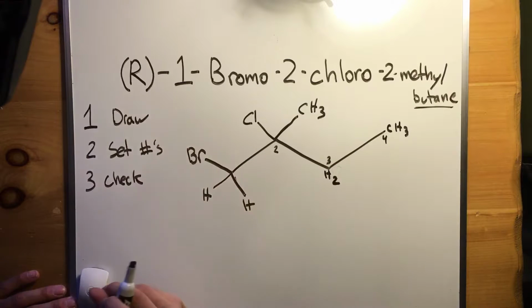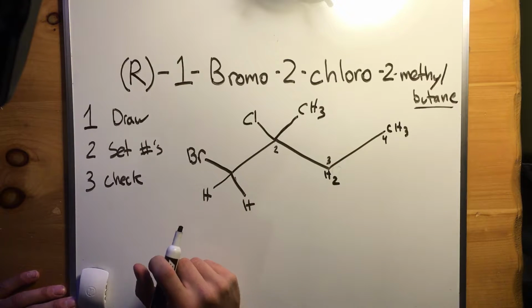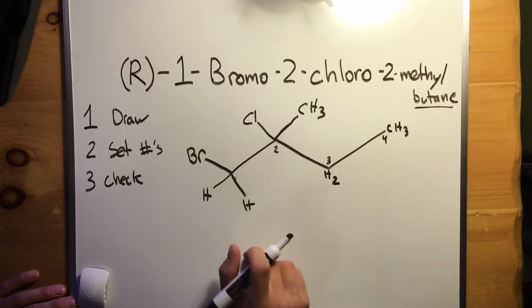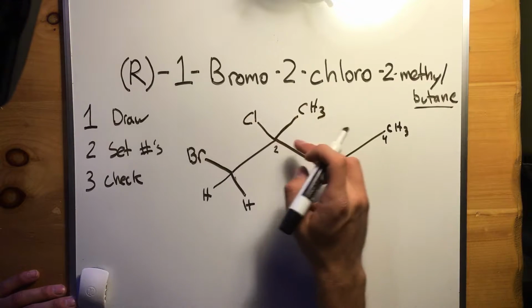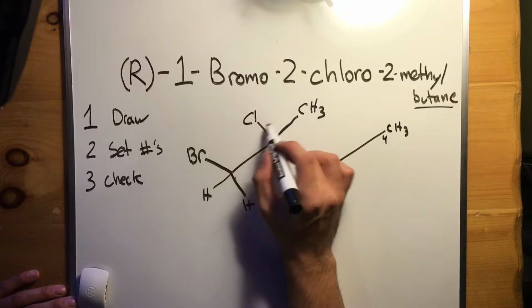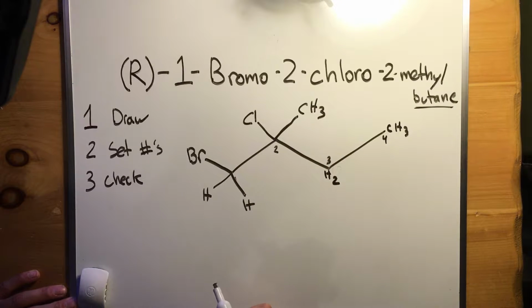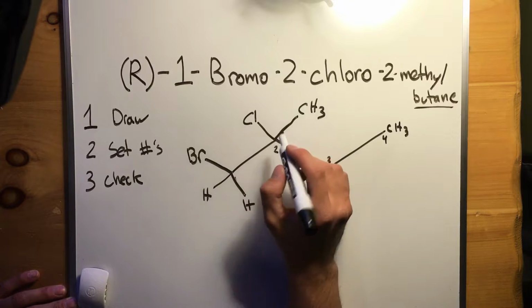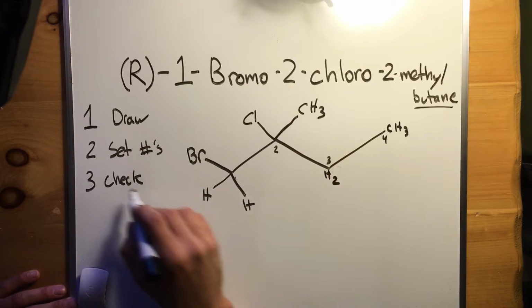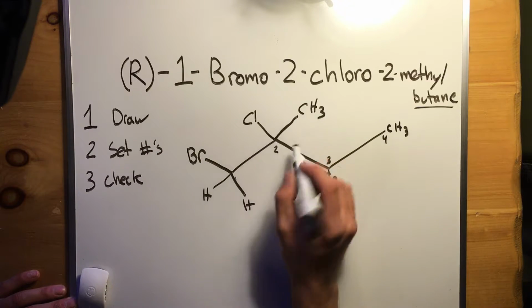So if we're looking for R, we have to have a chiral center. This has 2 hydrogens, this has 2, this has 3. So this is our only carbon with 4 individual substituents. So we've drawn our structure. Now we're going to start setting some priority numbers here.